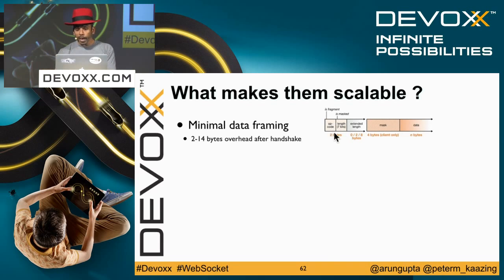You can see there are 2 bytes over here, which talk about the opcode, whether it's text, binary, or control message, then the length of the message. And if you have a much bigger size, then those bytes are reserved for extended length.